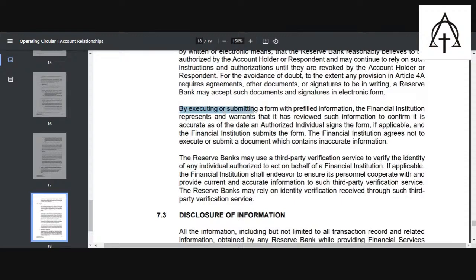By executing or submitting a form with pre-filled information, the financial institution represents and warrants that it has reviewed such information to confirm it is accurate as of the date an authorized individual signs the form, if applicable, and the financial institution submits the form. The financial institution agrees not to execute or submit a document which contains inaccurate information.